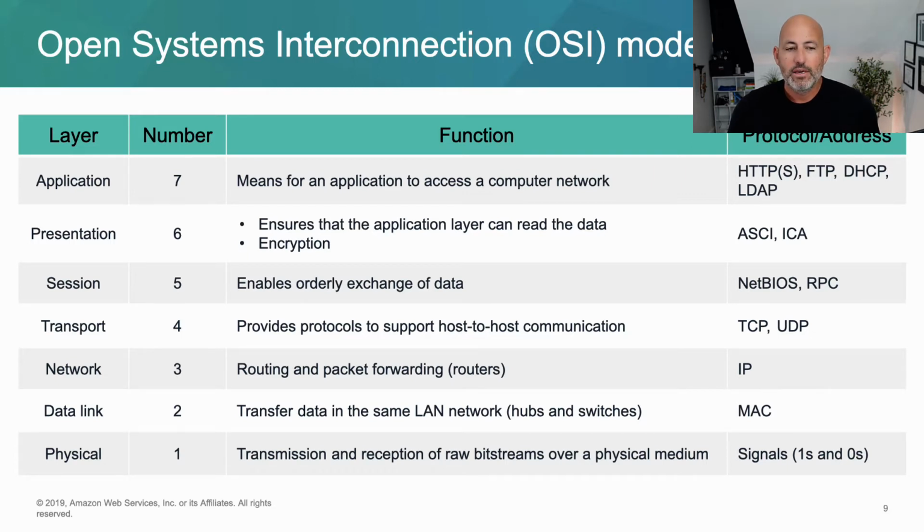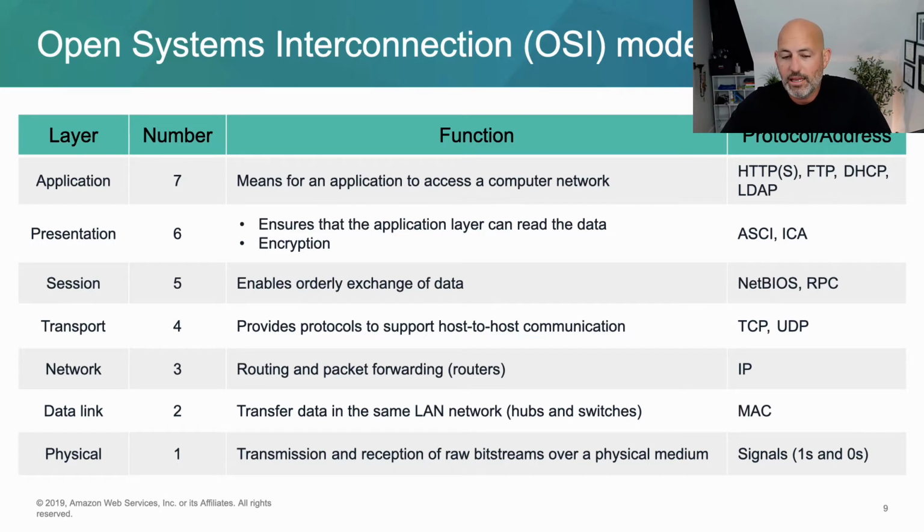Session, layer 5, enables orderly exchange of data, and this would be NetBIOS or RPC. Transport would be layer 4. That would be a protocol for host-to-host communication, so TCP and UDP. So this is a lower level of communication. And then you have layer 3, which would be routing and packet forwarding, so routers. So this would be IP-based in the model.